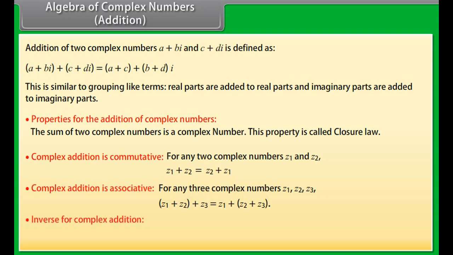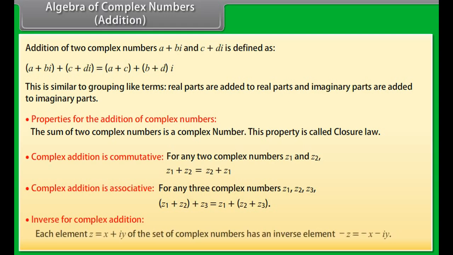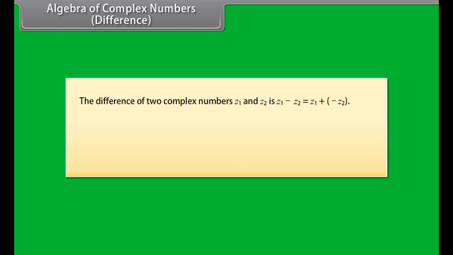Inverse for complex addition. Each element Z is equal to x plus iota y of the set of complex numbers has an inverse element, minus z is equal to minus x minus iota y. Algebra of complex numbers. Difference. The difference of two complex numbers z1 and z2 is z1 minus z2 is equal to z1 plus minus z2.